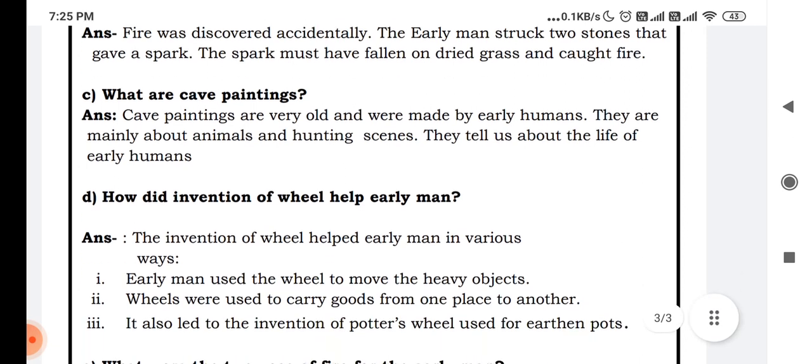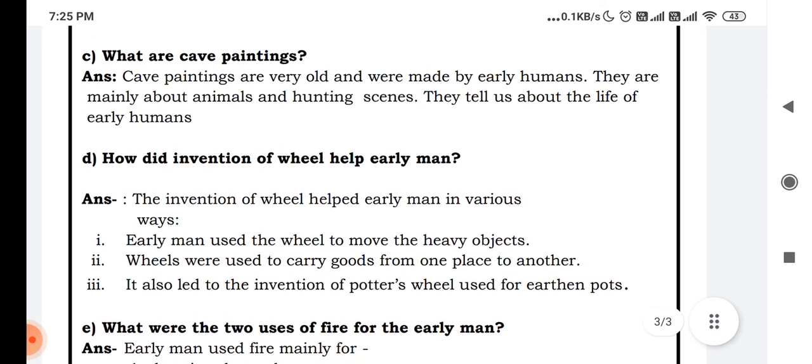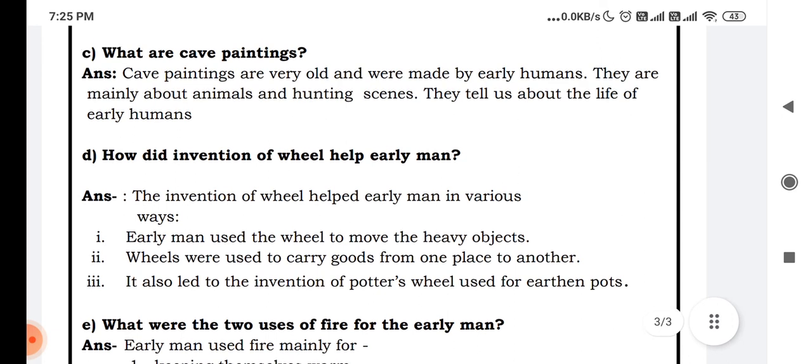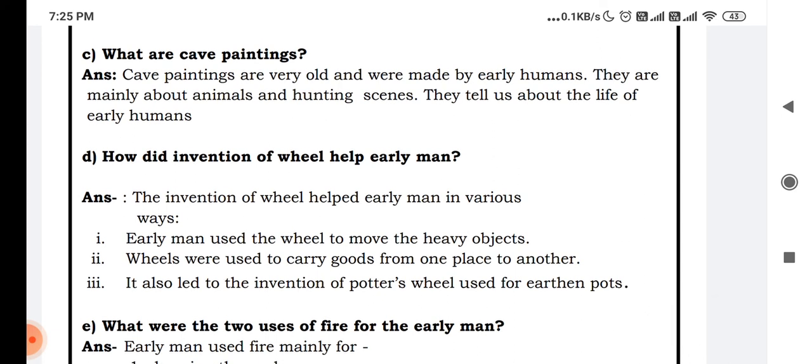C. What are cave paintings? So let us talk about the cave paintings. Cave paintings are very old and were made by early humans. They are mainly about animals and hunting scenes. They tell us about the life of early humans.